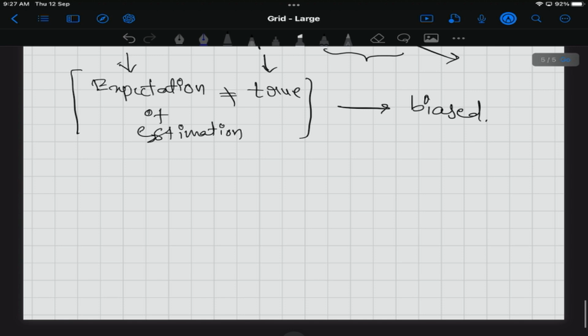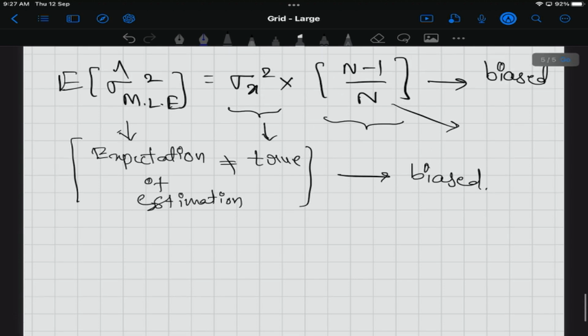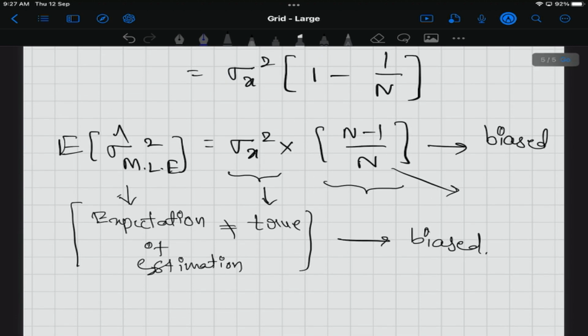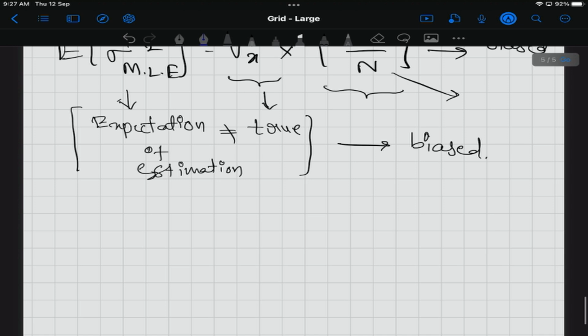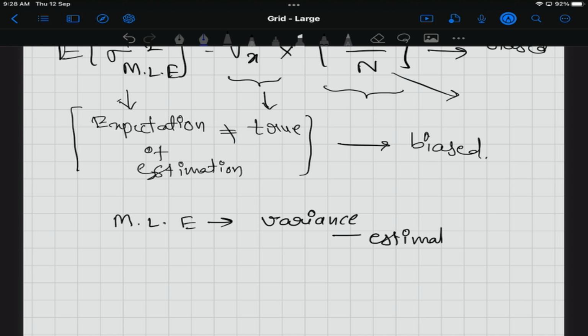If you have, say, a true variance of 5, and this factor is multiplying 5 into something like 0.9, then you'll get less than 5, right? So with this MLE estimation, your estimated variance is always less than your true variance. We can conclude this based on this expression, okay?